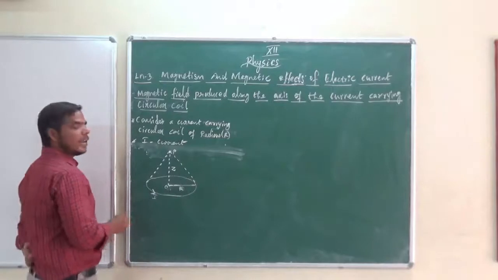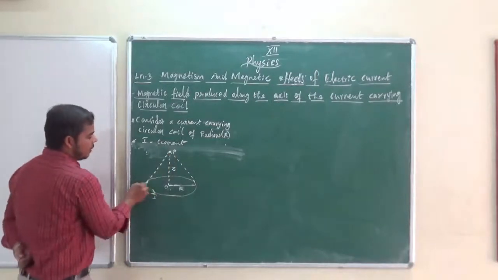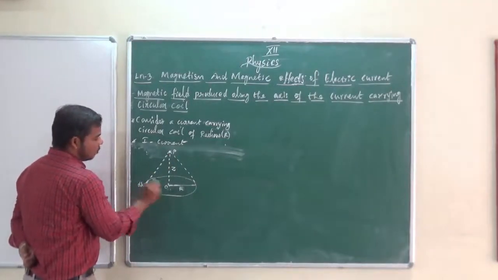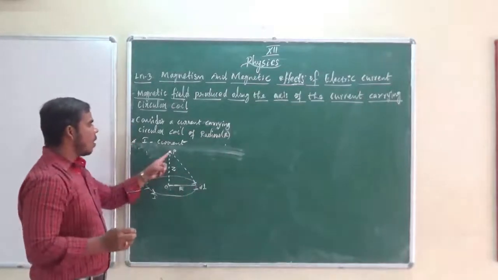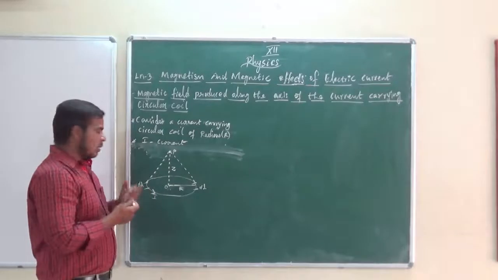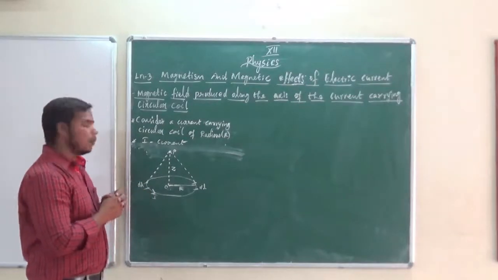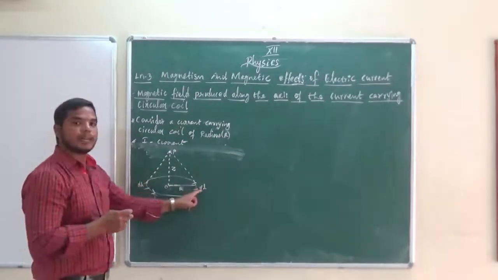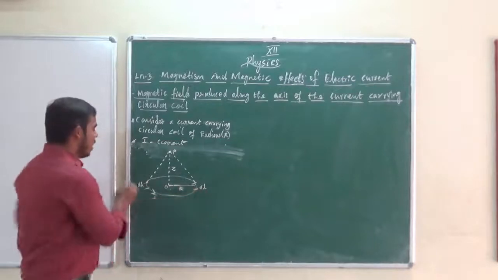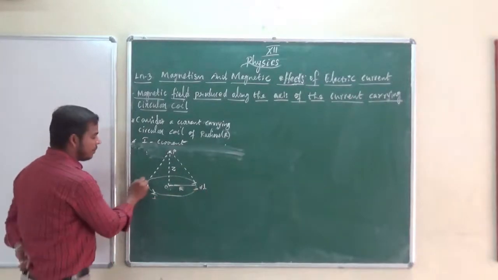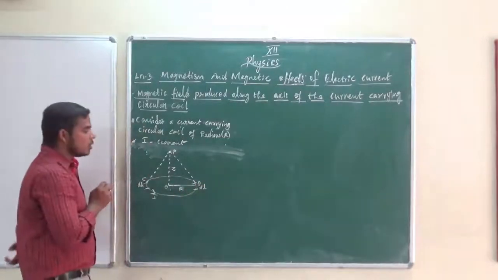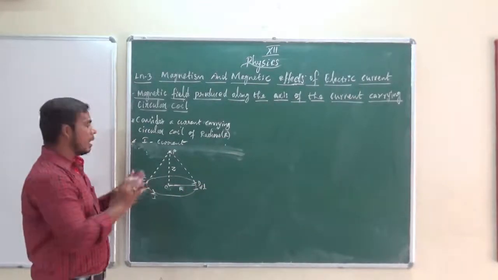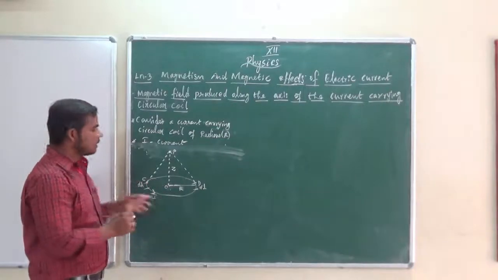So these are the two diametrically opposite elements. The point P gives the two diametrically opposite elements. What are the two diametrically opposite elements? They are dl. What are the points where the elements are present? One point is C, another point is D. So consider two diametrically opposite elements on the circular coil.